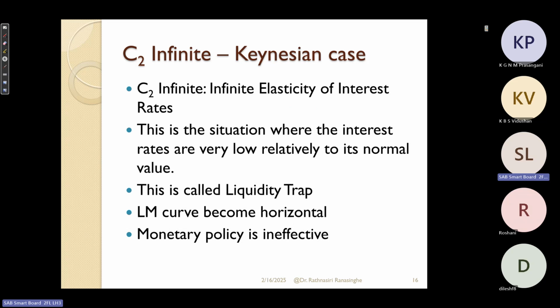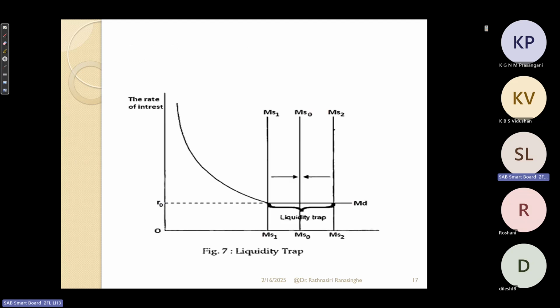Right. So that is liquidity trap. Monetary policy is in effect if the LM curve is vertical, right? We draw the normal IS curve. So you can see implementing monetary policy under the horizontal case, right? It's in effect, right? And this is the case.